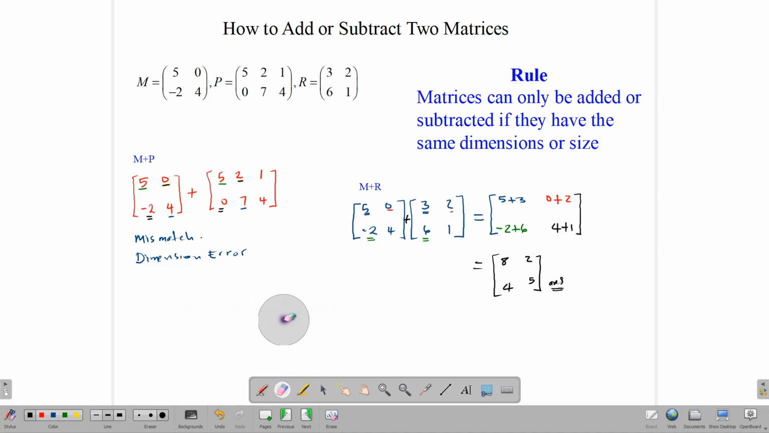I should push this over some more. M take away r. So we have 5, 0, negative 2, 4, and minus 3, 2, 6, 1. And again, because they're in similar positions, we can go ahead and write it down. So 5 take away 3, 0 take away 2, negative 2 take away 6, and 4 take away 1.